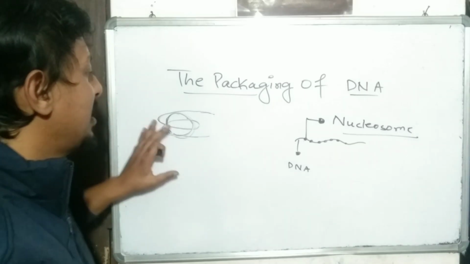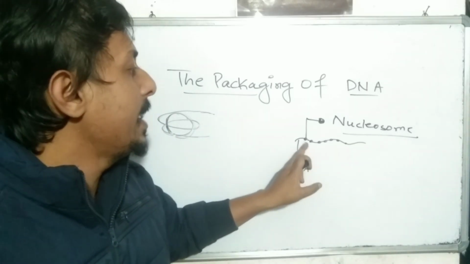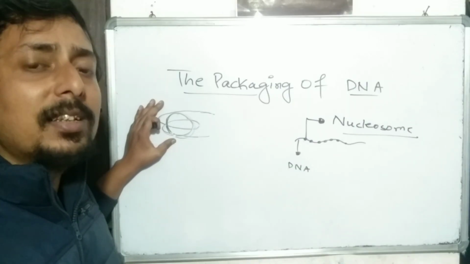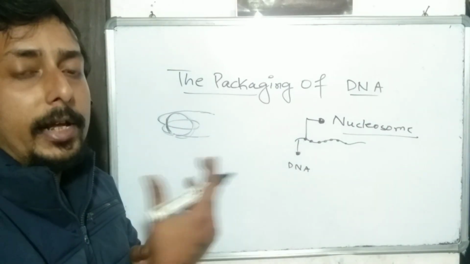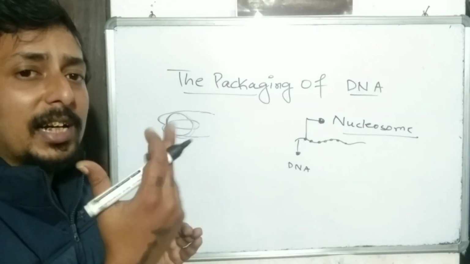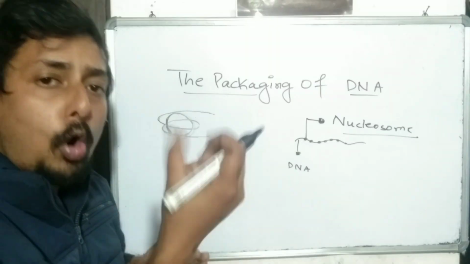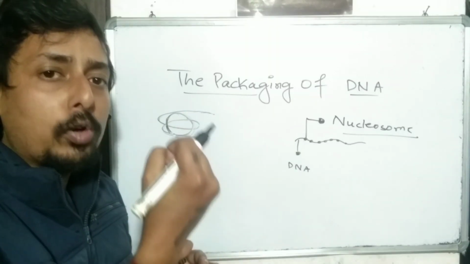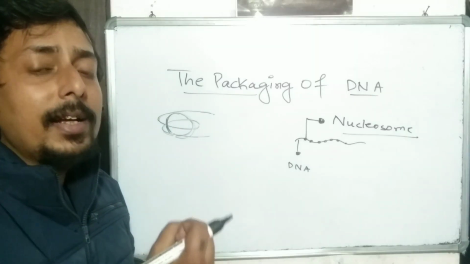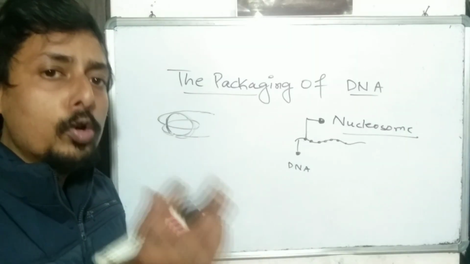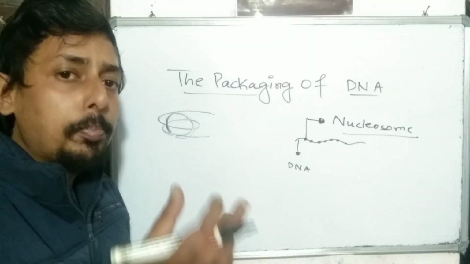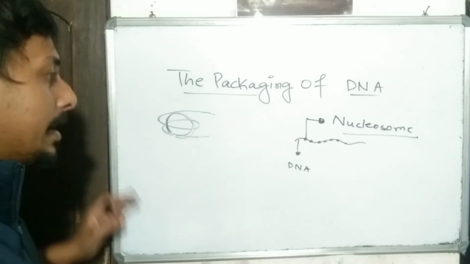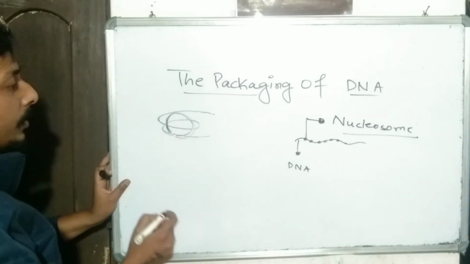When this structure is seen in an electron microscope, it looks like this. So basically, for packaging, the DNA wraps around a protein. Many of these wraps make the DNA coiled. The DNA gets condensed, the DNA gets coiled, and due to this coiling, this long molecule, this 2.2 meters of DNA, is packed inside a small cell, inside a small nucleus. Now how is this packaging done?